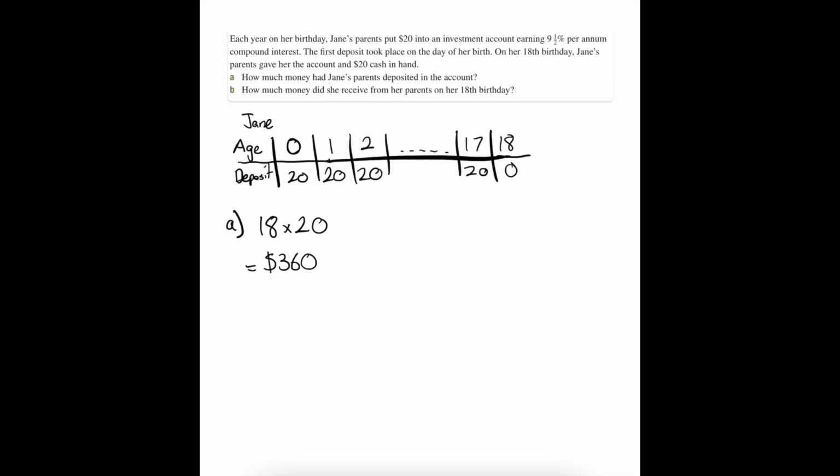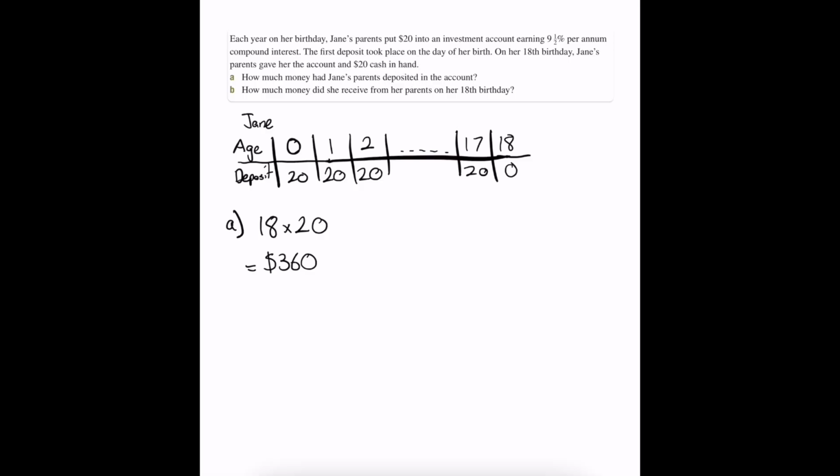So these are the installments from age 0 up until age 17. Remember, we aren't including this age 18 installment here because this is represented by $20 cash in hand, and it is not in the account as the question specifies.